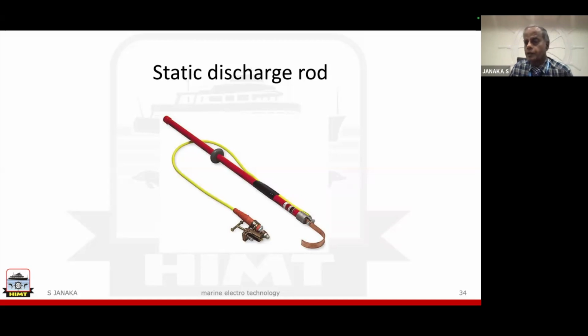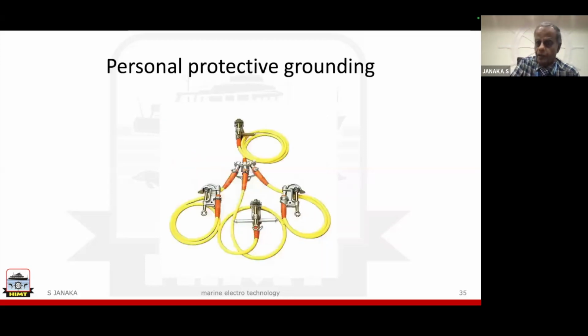Momentarily, there will be arcing. We need not be afraid of it. Once the arcing is over, that means the static electricity has been discharged and it is safe to work with. These types of portable clamps are also normally available on board the ship. If not, we have to order them. You see, this is the common ground connected to the floor plate or the angle, and these three are the clamps connected to the individual bus bars.